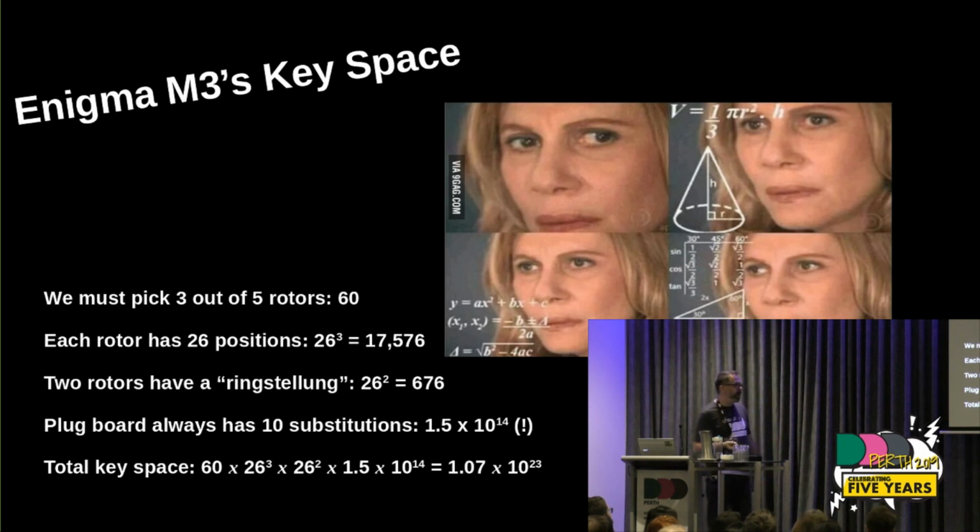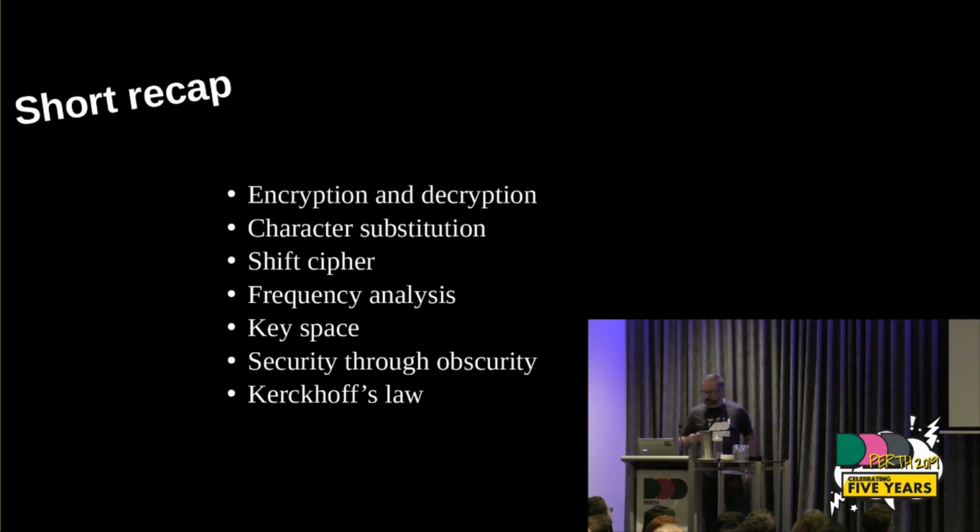And because the M4 used 3 rotors out of 8 plus a 4th one, it was actually 291 times stronger, so it had a key space of about 84 bits. Now let's do a quick recap. So far we've talked about encryption and decryption, character substitution and the shift cipher, frequency analysis, key space, security through obscurity, and Kerckhoffs's law.